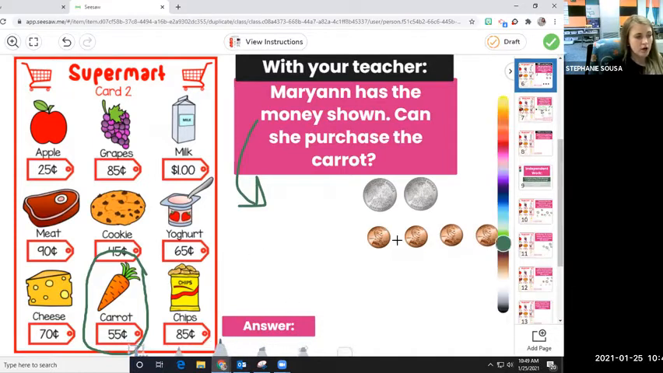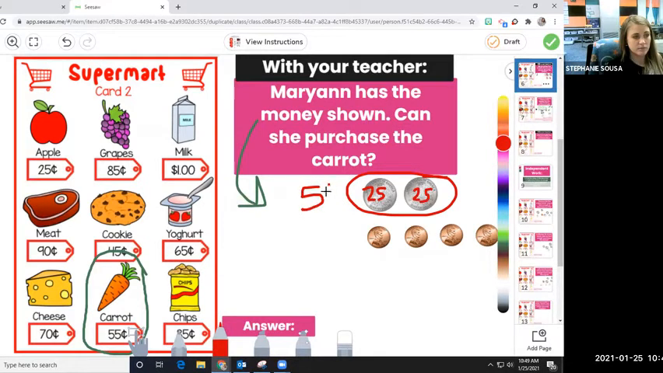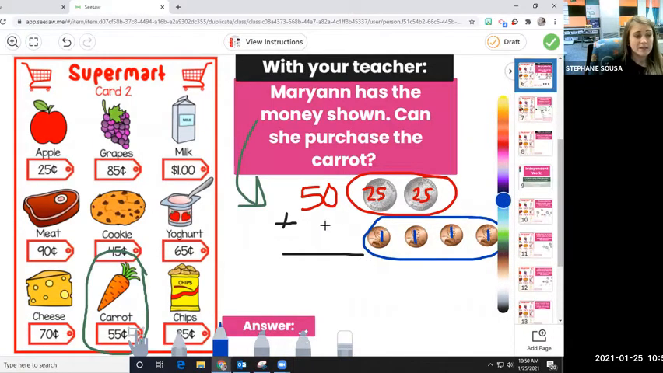Okay. I know because I've been counting money for a while now that 2 quarters at 25 cents each are worth 50 cents. I'm going to add those 2 quarters to my pennies. 4 pennies is equal to 4 cents. So I'm going to line up my pennies in my pennies value position, or my ones. And I'm going to see that I have a total of 54 cents. Marianne has 54 cents. So can she buy that carrot?